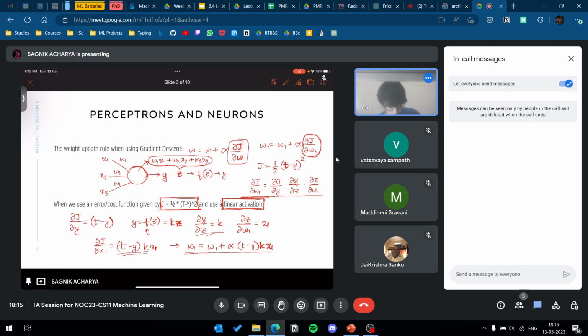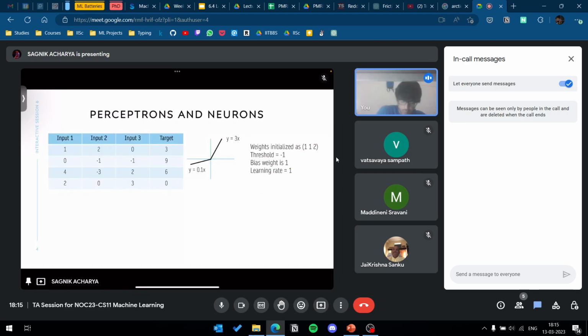This always holds. This is always valid. But this formula is valid only when the other conditions are satisfied. So this condition and this condition must be satisfied for this update rule to hold, right? That is the bottom line. Now okay, let's move into a problem.